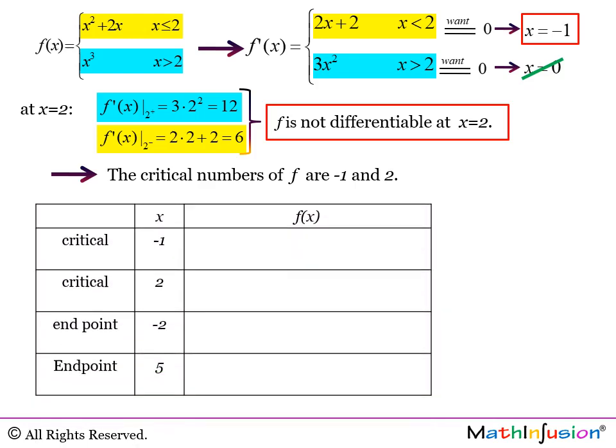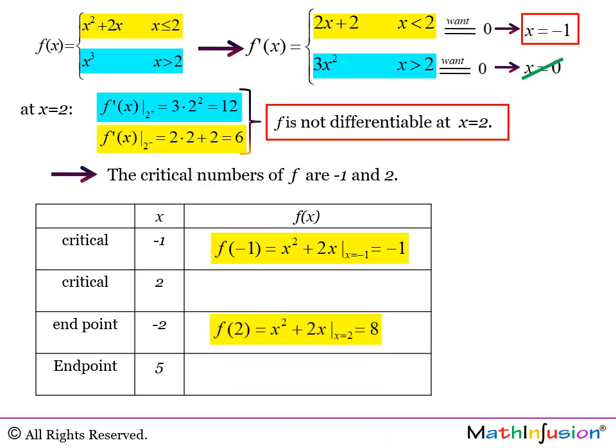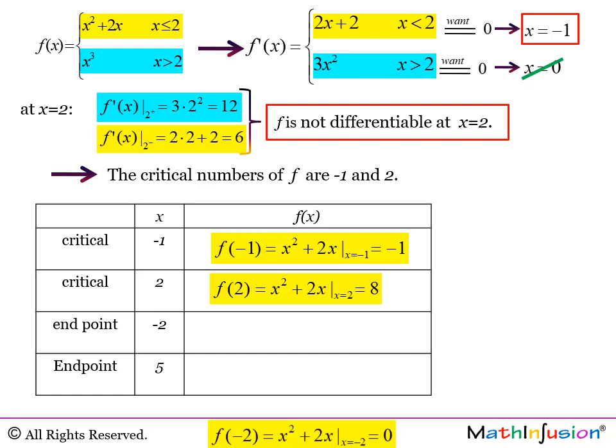Let's do the chart now. We have to evaluate the function at the two critical numbers and at the two endpoints. Be careful, it's a piecewise function. Make sure you put the right x at the right branch of the function. f of 2. f of -2.